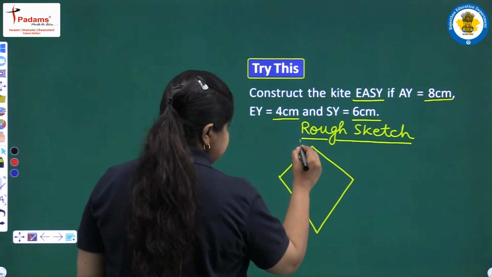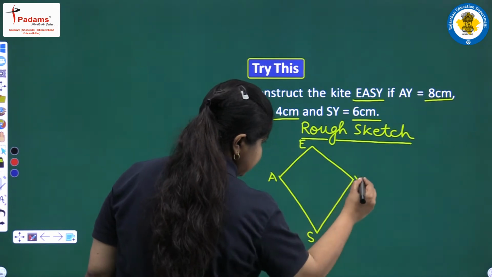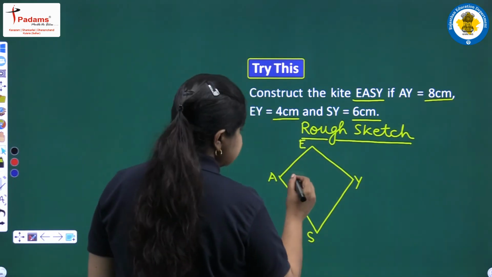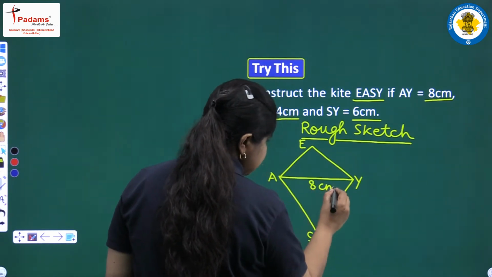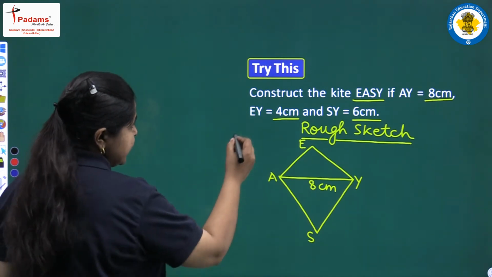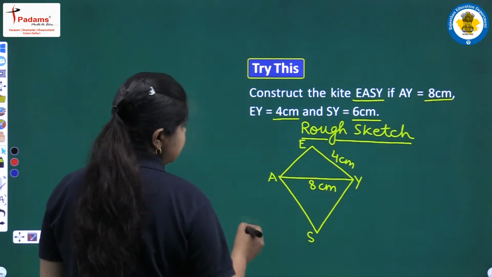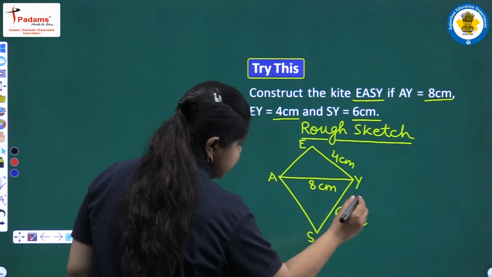Let us name it as EASY. Now let us write the measurements that have been given. AY is given to be 8. This is the diagonal given 8 centimeter long. Then EY, this side EY is 4 centimeter, and SY, you can see this side is 6 centimeter in length.